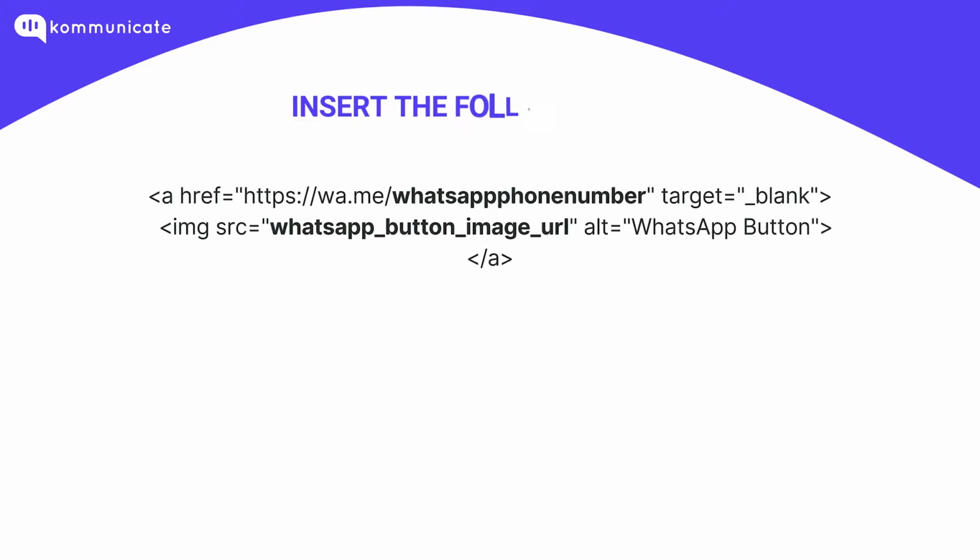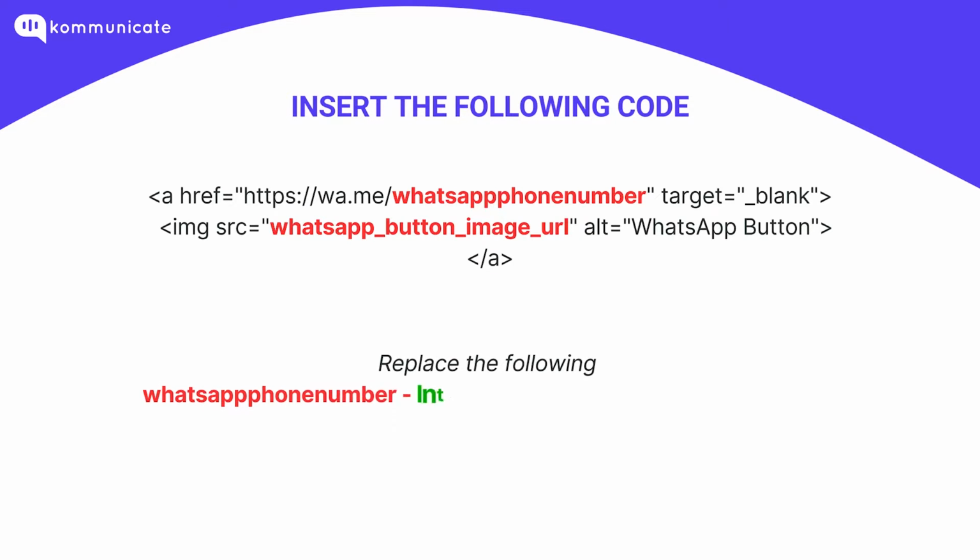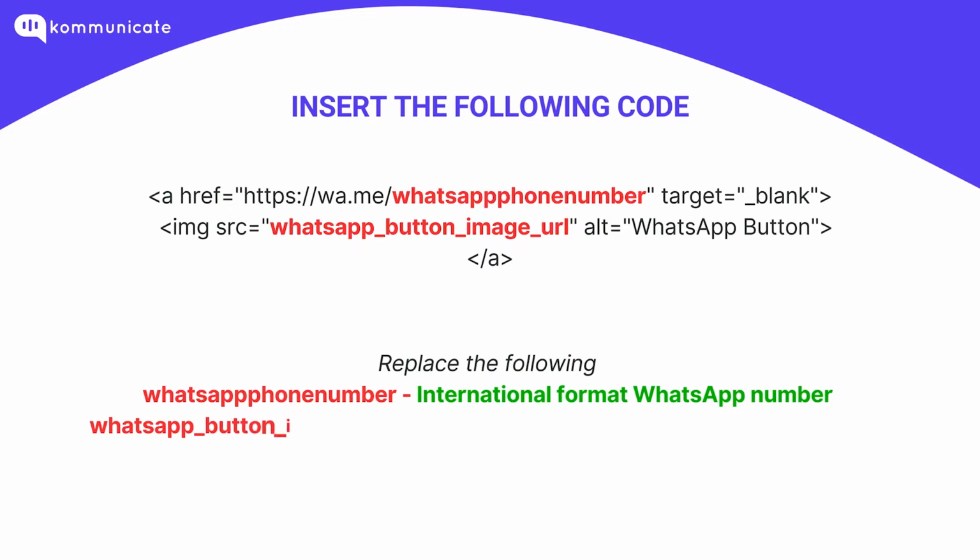Open your preferred text editor or HTML editor and insert the following code. This code is also given in the description to make your job easier. Replace WhatsApp phone number with the WhatsApp number in the international format to which you want the button to link. Also, replace WhatsApp_button_image_URL with the URL of the image you want to use as the button.